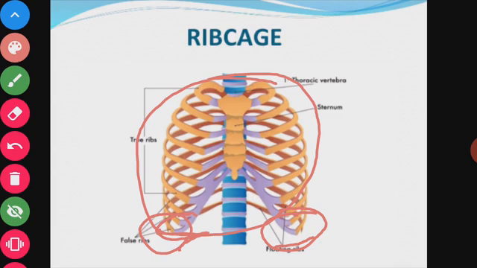But dear students, you have to remember that some humans are born with one extra rib, which is known as the gorilla rib. Why is it known as the gorilla rib? Because it is normally present in gorilla-type monkeys. So some individuals are born with one extra rib, known as the gorilla rib. This is the second part of the human skeletal system.